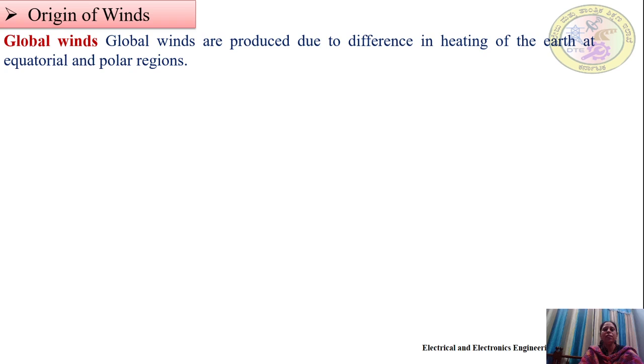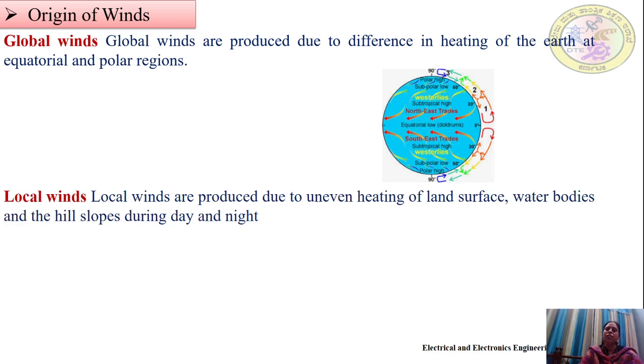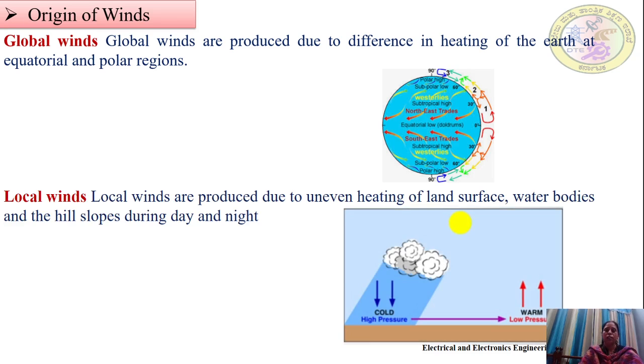Origin of winds. Global winds are produced due to difference in heating of earth at equatorial and polar region. So these winds are formed due to difference in heating of the earth at equatorial and polar regions. Local winds are produced due to uneven heating of land surface, water bodies and the hill slopes during day and night.